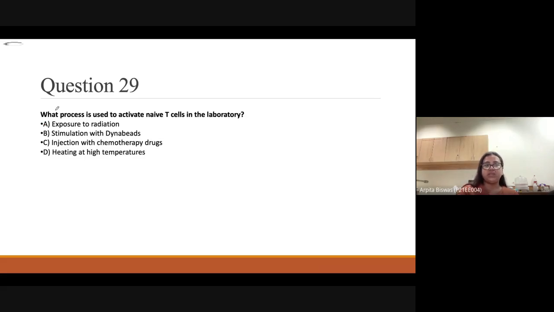Option A. Next, move toward question number 29. What process is used to activate the naive T cell in the laboratory? First option is the exposure to radiation. Second is the stimulation with Dynabeads. Third, injection with the chemotherapy drugs. Fourth option is the heating with high temperatures.